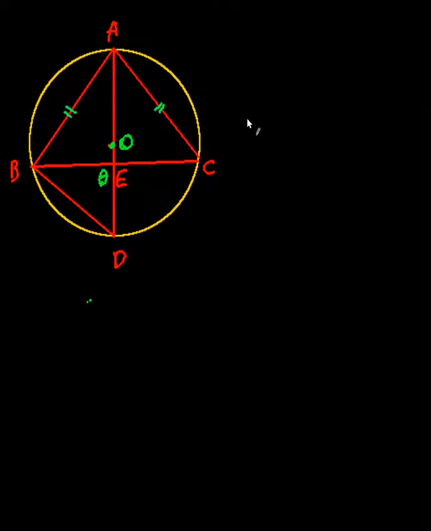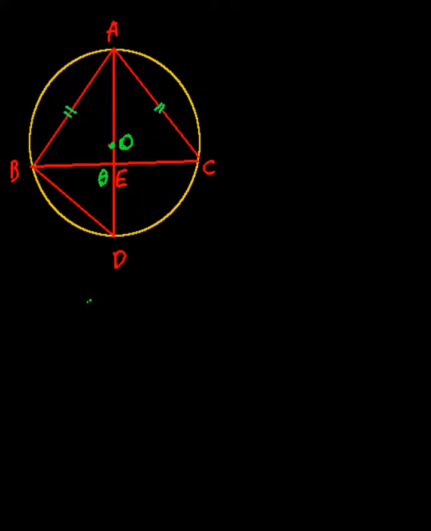In the first question, they've given me this shape in a circle. What they want me to find is theta, or rather, they want me to show that theta is equal to 90 degrees. They've given me that this triangle ABC is isosceles, and that's all the information that I have.